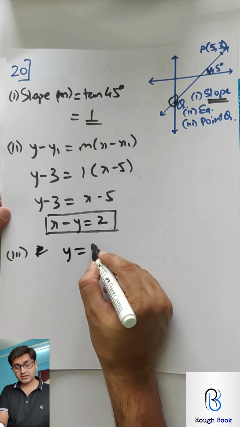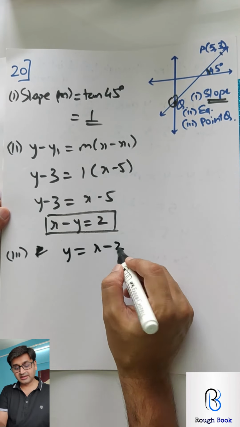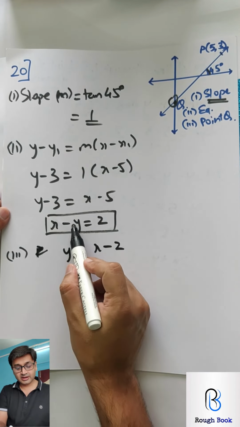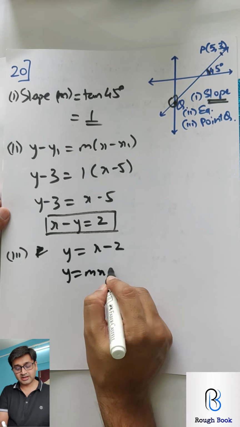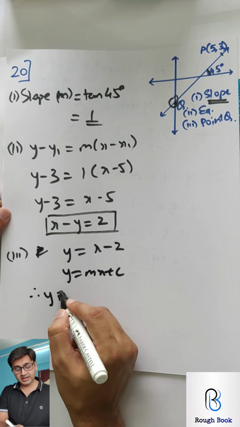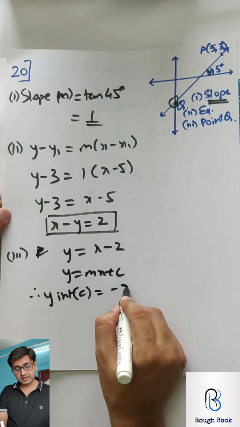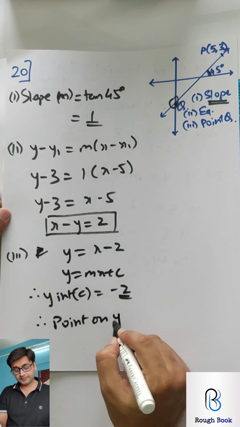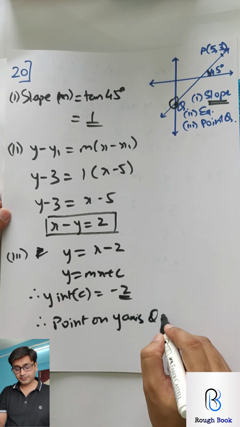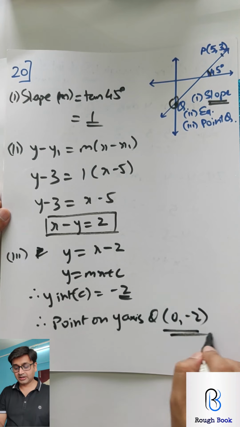So y is equal to mx plus c. I kept y here and the 2 I got, I put here. So therefore the y-intercept c is equal to minus 2. Therefore the point on the y-axis, which is Q, becomes 0 comma minus 2.